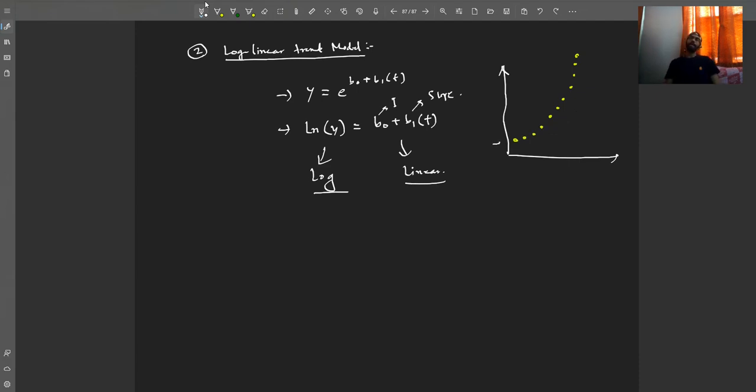Clearly, if we draw a line like this, it seems to work better. And this is nothing but an exponential equation, right? So an exponential equation means y is equal to e to the power b0 plus b1t, right? Now you do not want to use the exponential equation. You want to convert this database into something linear. So you rearrange this equation to something like this. So this becomes natural log of y is equal to b0 plus b1t, right?